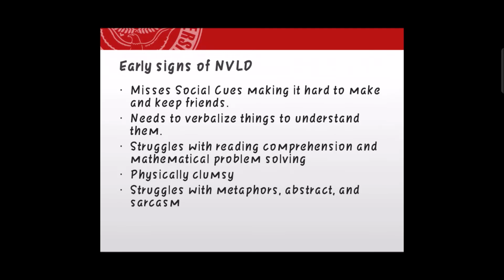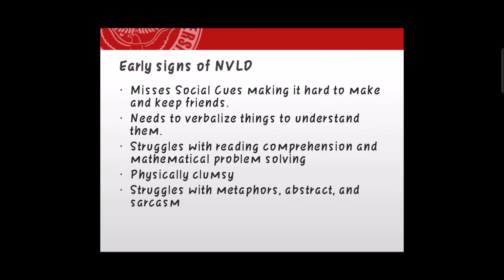The first one is they miss social cues, making it hard to make and keep friends. Social cues are the nonverbal aspect of our communication. These are the facial expressions and our body language. The second one is they need to verbalize things for them to understand. So when someone is doing a body language or a gesture, they need to ask what is the meaning of that gesture for them to understand what they mean.